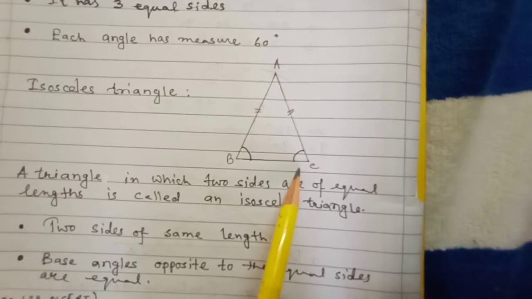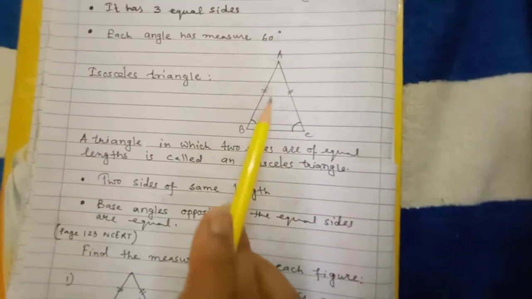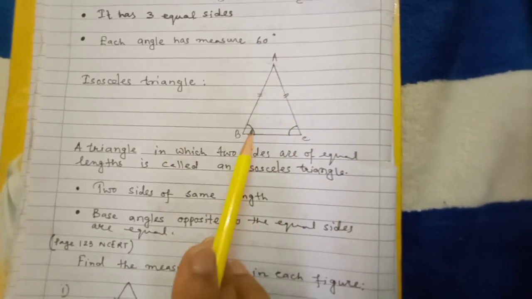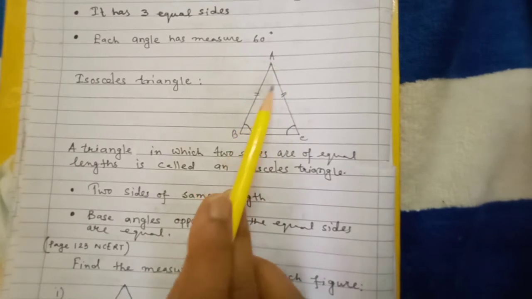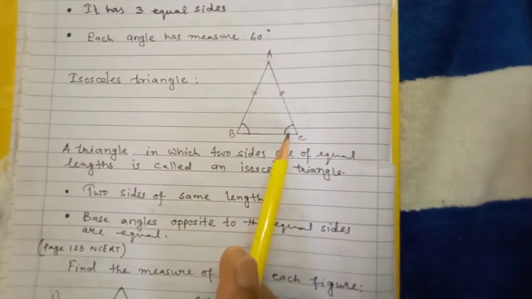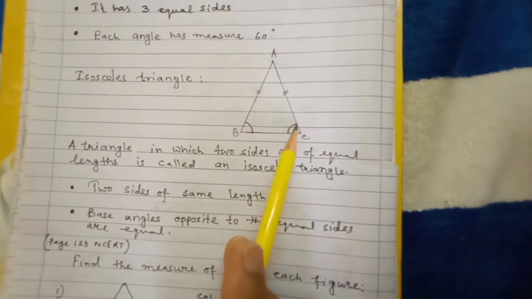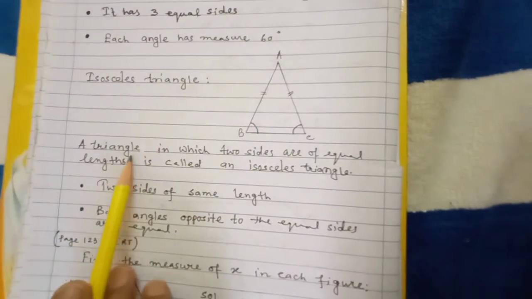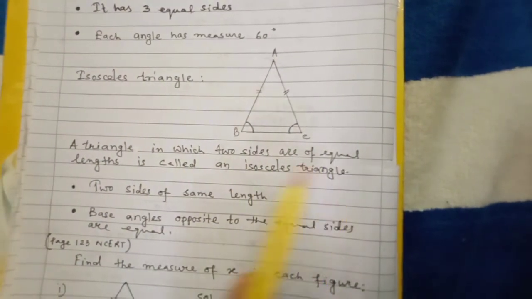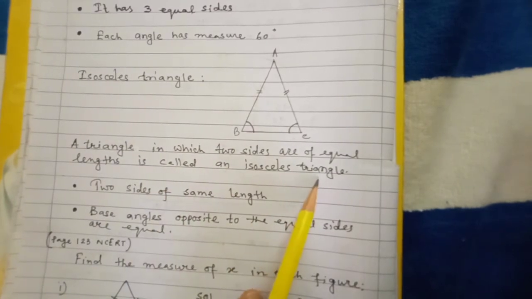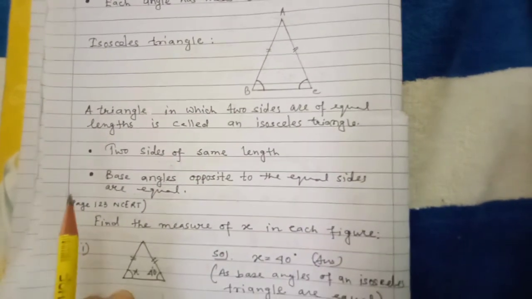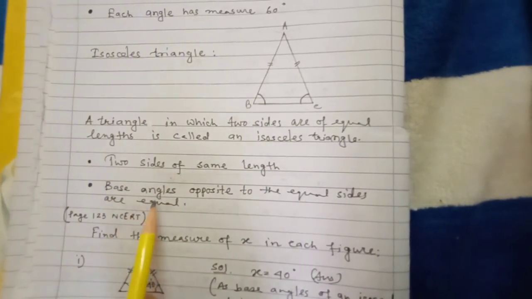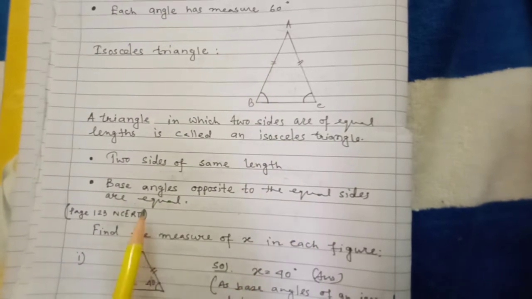Here, what we have to keep in mind is that two sides are equal and the angles opposite to the equal sides are equal. That means the base angles will be equal in measure. A triangle in which two sides are of equal length is called an isosceles triangle. Two sides of the same length, and base angles opposite to the equal sides are equal.